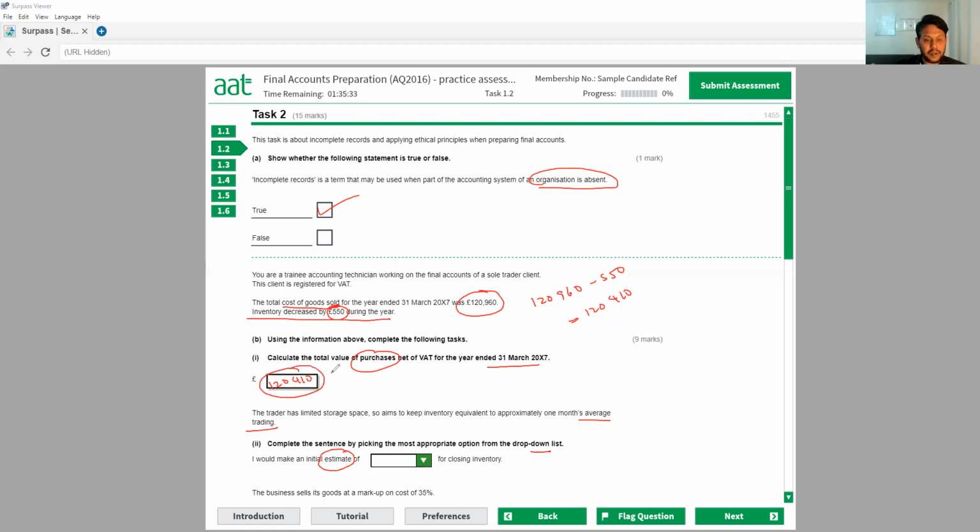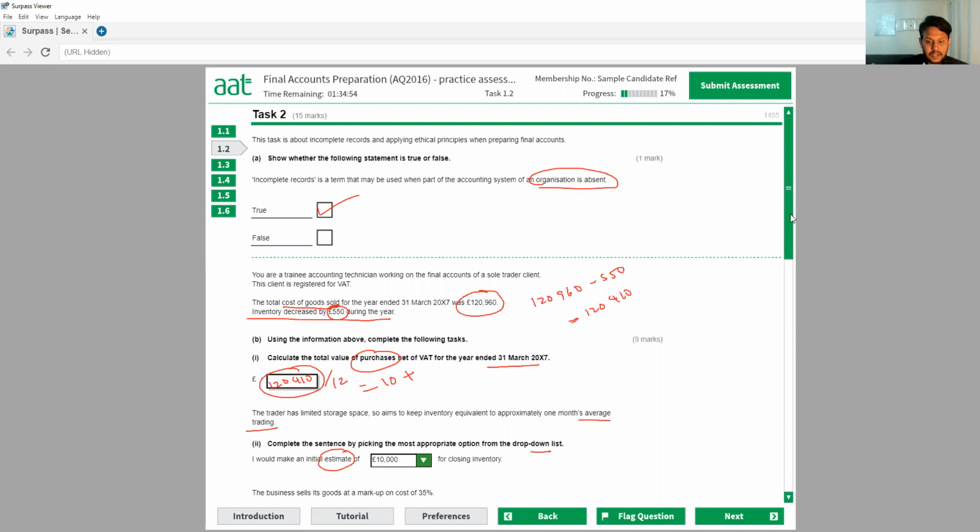So for the whole year, the purchase is 120,410, so how much will it be per month? Divide by 12. It will be roughly 10,000 something, 10,000 plus, because for the whole year it is 120,000, and if we divide by 12, per month will be 10,000, a little bit more. So our estimate will be approximately 10,000 per month, because it's an estimate. Remember that.